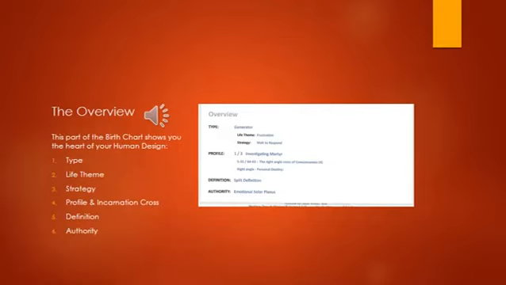The overview is the part of your human design chart that shows the heart of your human design. It shows you your type, your life theme, your strategy, your profile and incarnation cross, what your definition is, and your authority.